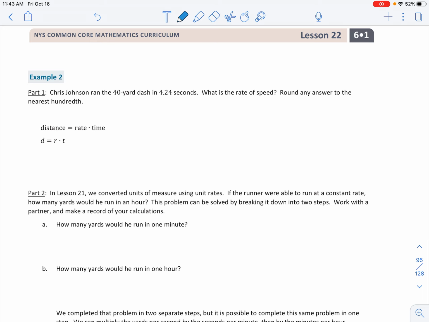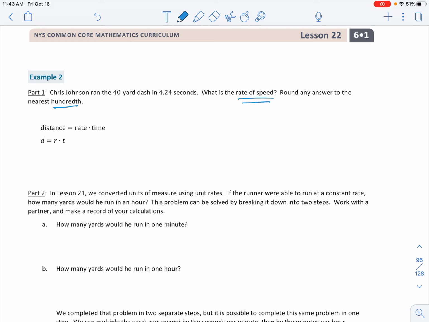Example 2, part 1. Chris Johnson ran the 40-yard dash in 4.24 seconds. What is the rate of speed? Round any answer to the nearest hundredth. Pause the video right now, try it on your own, and then come back to check your answer.